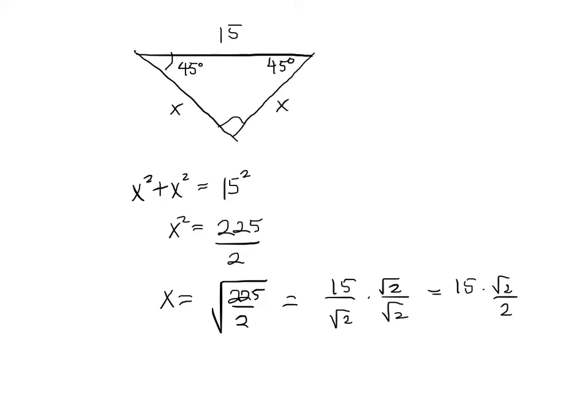Okay, but let's think about this in terms of SohCahToa. What can we say about this triangle in terms of SohCahToa? So we have 45 degrees is the angle. Okay. Let's go ahead and write it out.